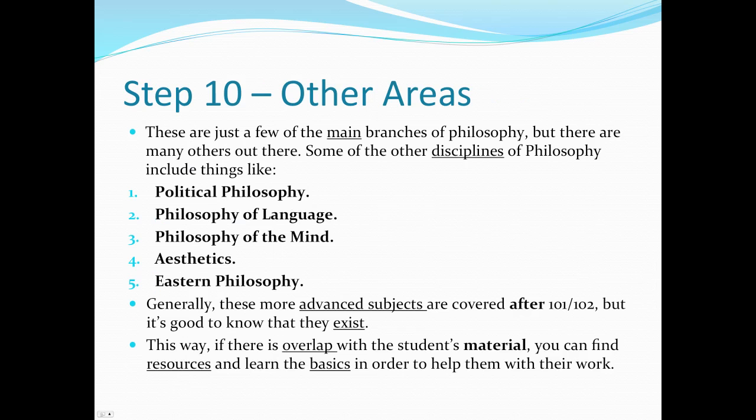Step 10. Other areas. These are just a few of the main branches of philosophy, but there are many others out there. Some of the other disciplines of philosophy include things like: 1. Political philosophy, 2. Philosophy of language, 3. Philosophy of the mind, 4. Aesthetics, and 5. Eastern philosophy. Generally, these more advanced subjects are covered after 101 or 102, but it's good to know that they exist. This way, if there is overlap with the student's material, you can find resources and learn the basics in order to help them with their work.